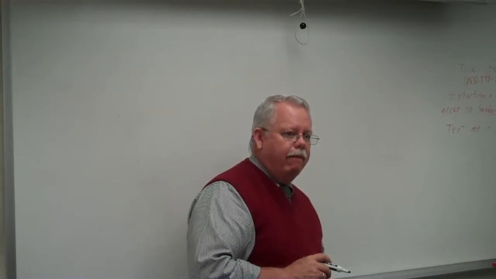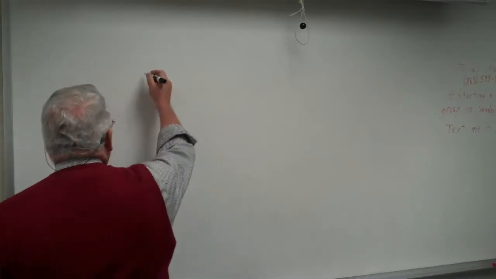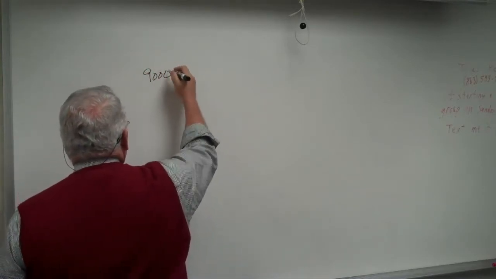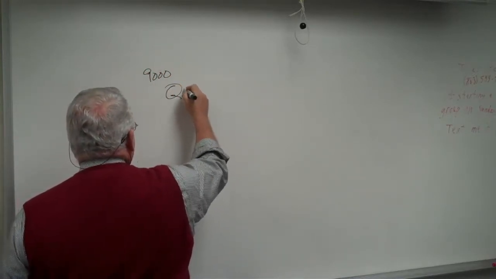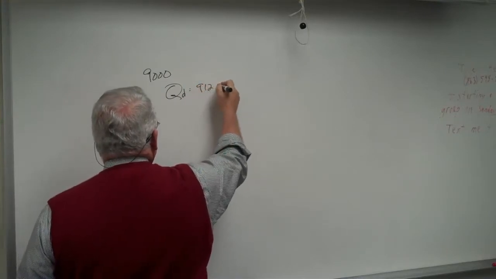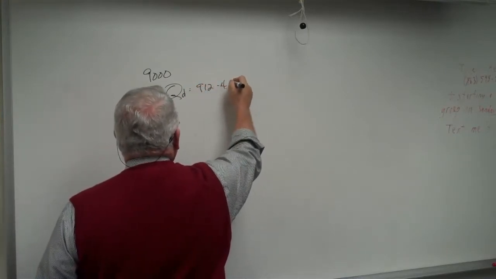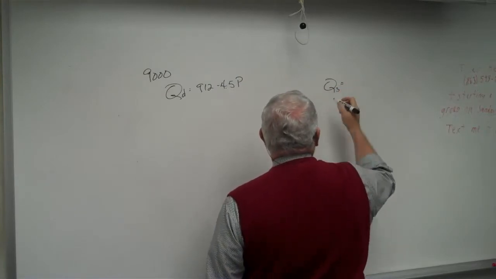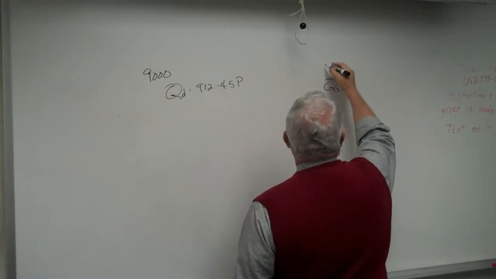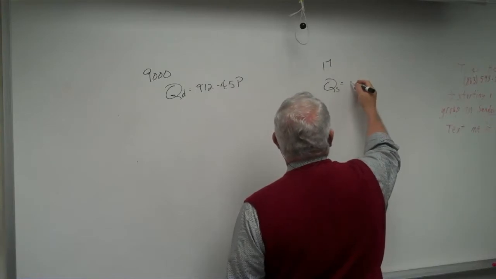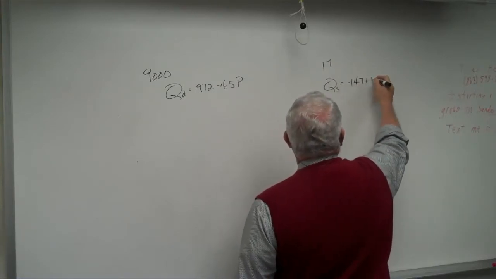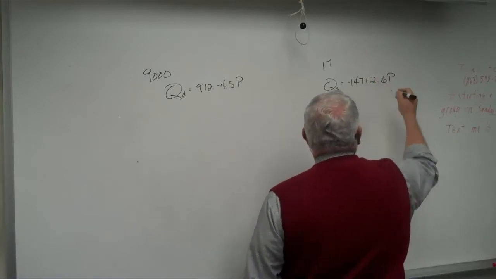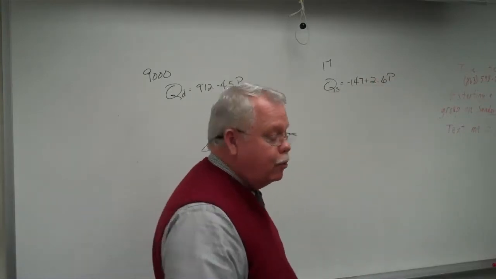We had 9,000 buyers. Okay. And what's the demand equation? 912 minus 4.5Q. And that was 17 sellers, at negative 147 plus 3.6Q. Okay. 3.6.